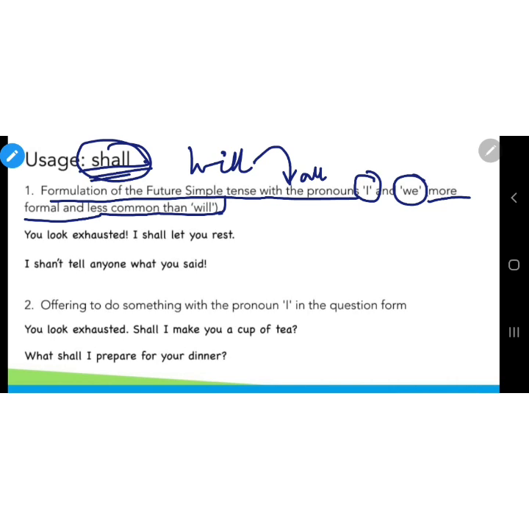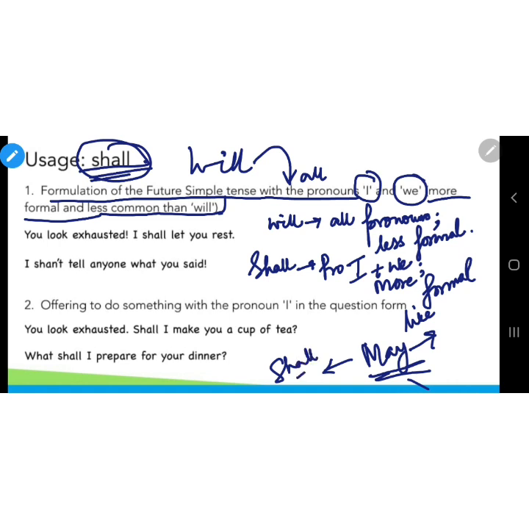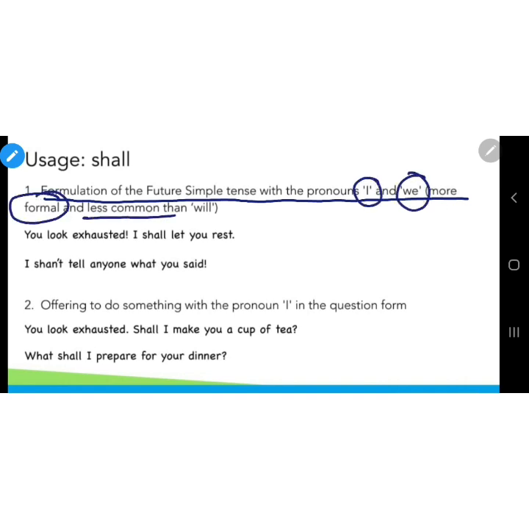So shall and will, the basic difference. Will is used for all pronouns, and will is less formal. Shall is used for pronouns I and we, and it is more formal, like may, in case of asking permission, it is more formal. Similar is shall. So you see, shall is used for formulation of the future simple tense with pronouns I and we, and it is more formal and less common than will.